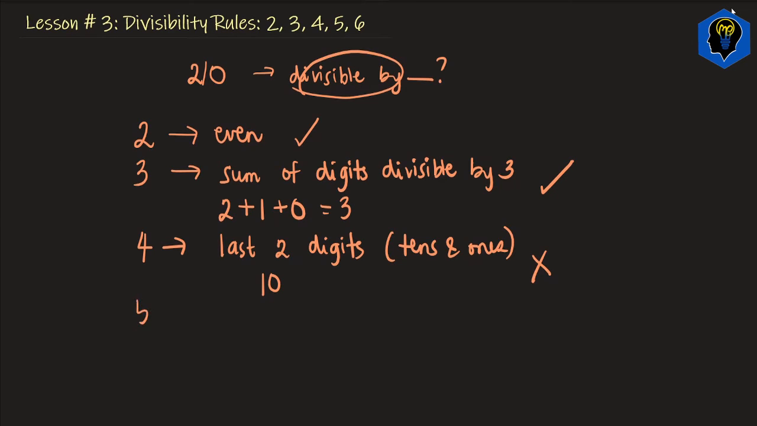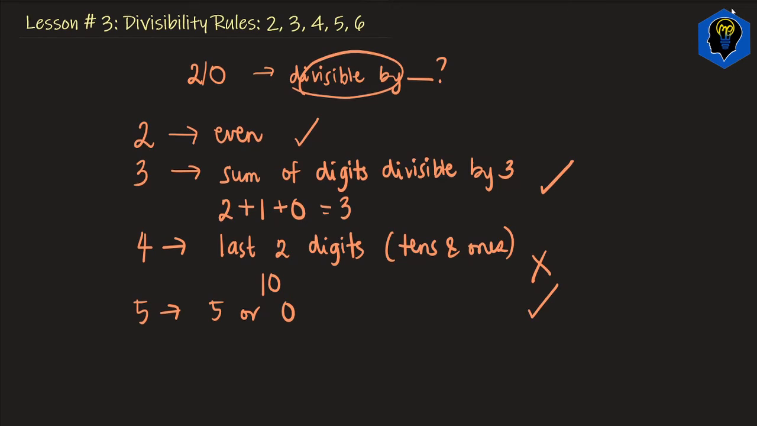Divisibility rule for 5. Ito madali lang. If the number ends in 5 or 0, automatic divisible na rin siya by 5. So since the given number is 210, it ends in 0, then it is divisible by 5.